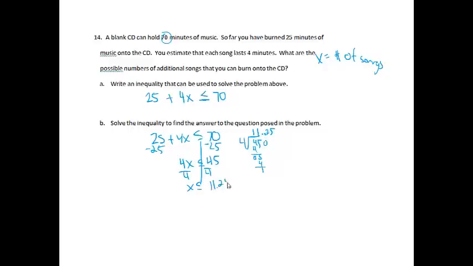So we'll get 11.25. So it says, what are the possible numbers of additional songs that you can burn onto the CD? So I'm going to say up to 11 songs, because 11.25 would be over that. We can't make a part of a song.